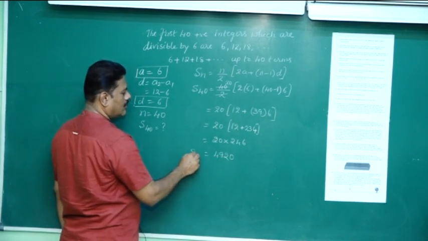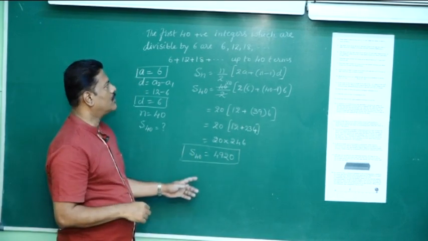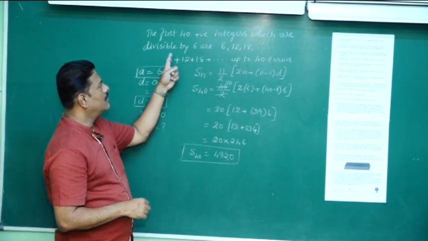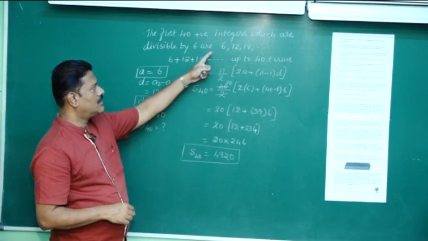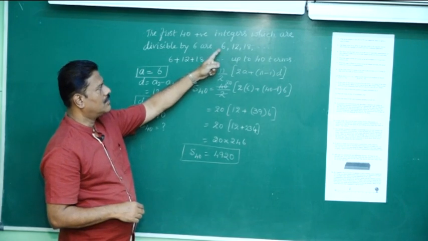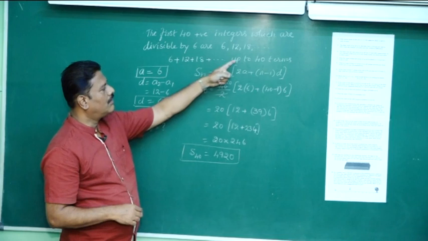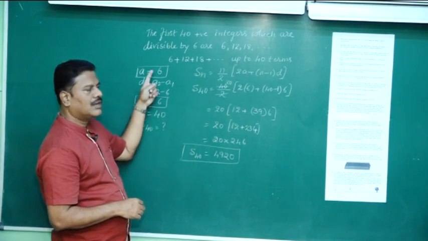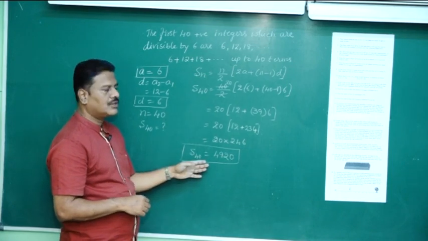So this is the sum of the first 40 positive integers which are divisible by 6. So the only thing is, first you should identify which are the numbers divisible by 6. Then you take it for the sum. Up to how many terms? 40 terms. Then you will come to know what is A, what is D and what is N. Substitute in the formula, you will get the solution.